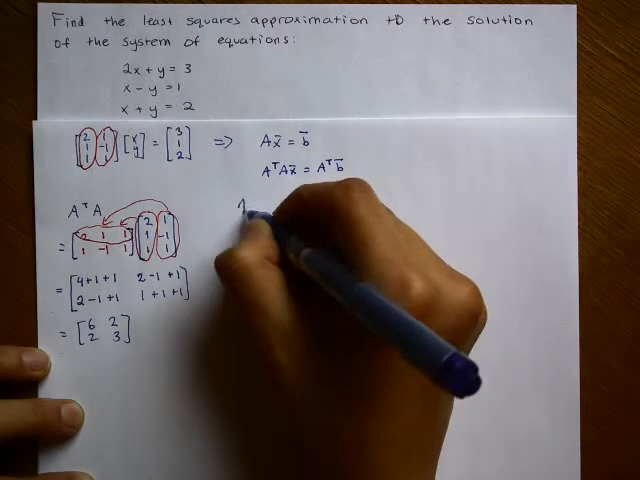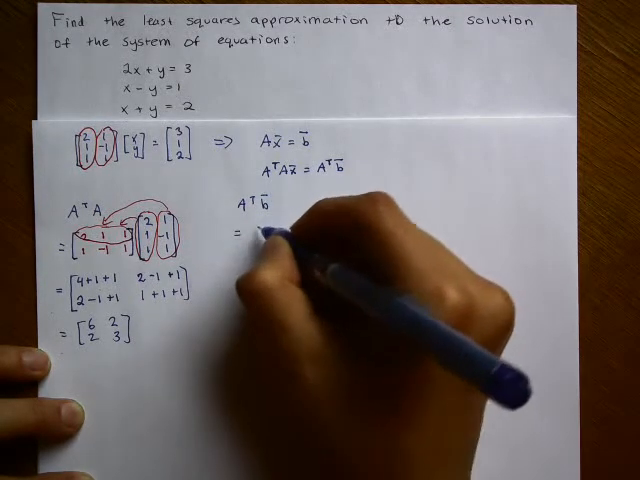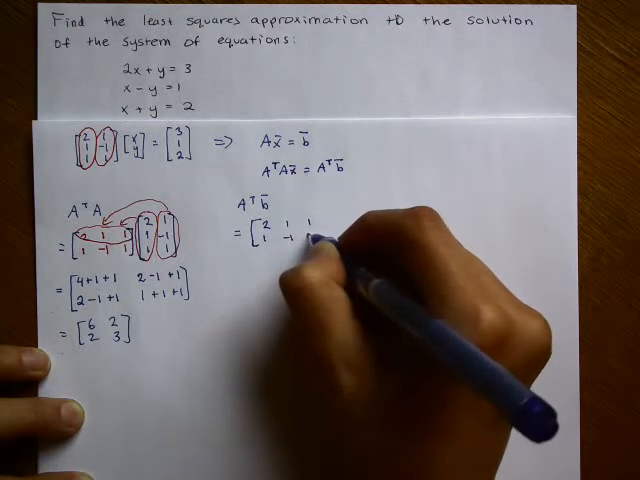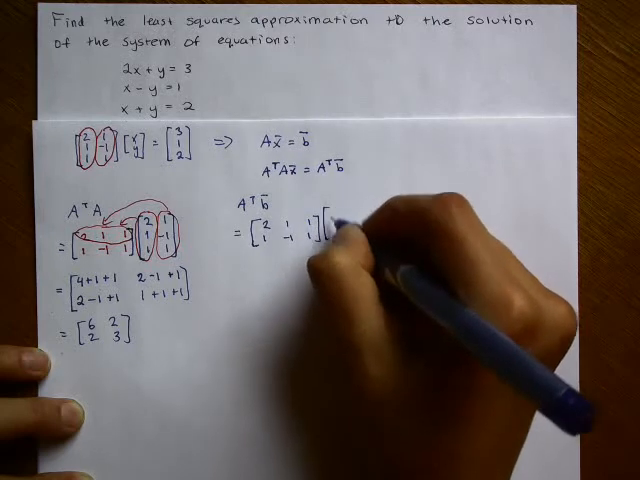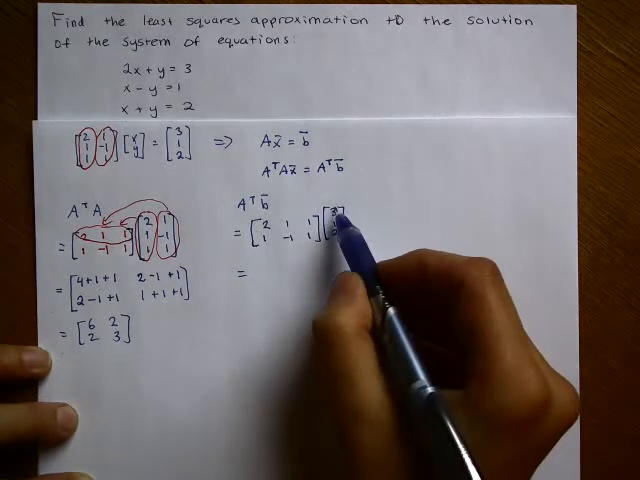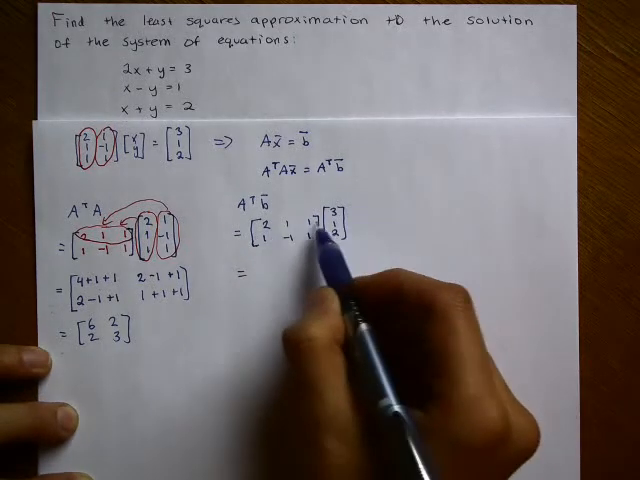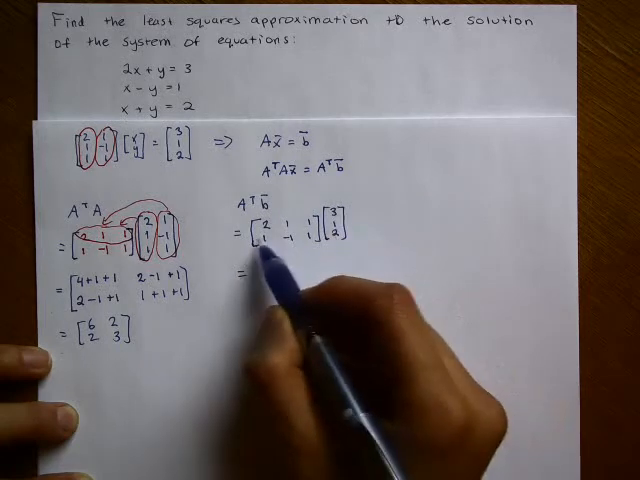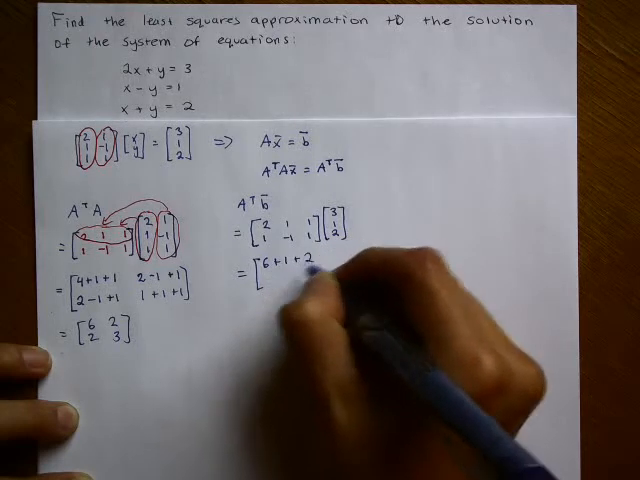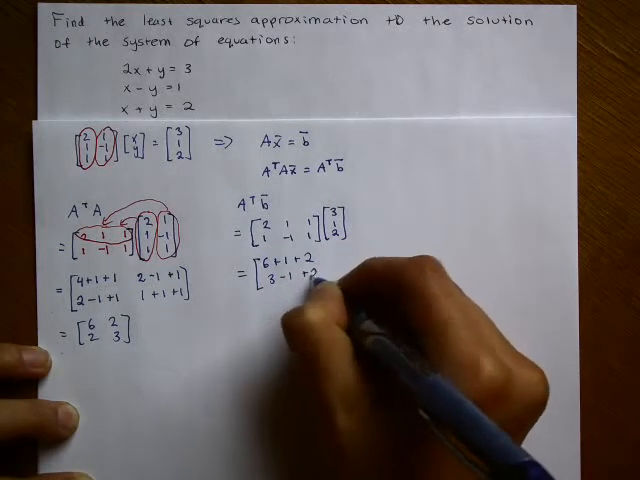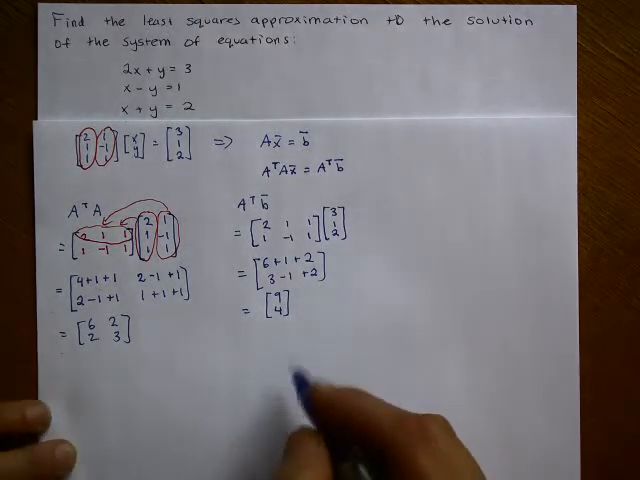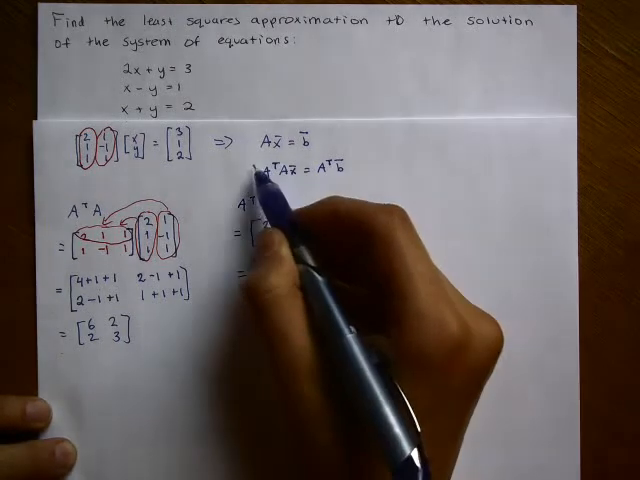Alright, now let's solve our A transpose B. So again, we have our transposed A matrix, and then we hit that by our vector B. So again, this involves two dot products, a dot product of this vector by this row, and the dot product of this vector by the second row. So that gives us 6 plus 1 plus 2, and 3 minus 1 plus 2, which gives us 9, 4. So now let's put these two pieces of information back into this equation here.